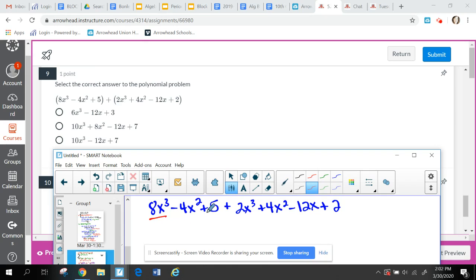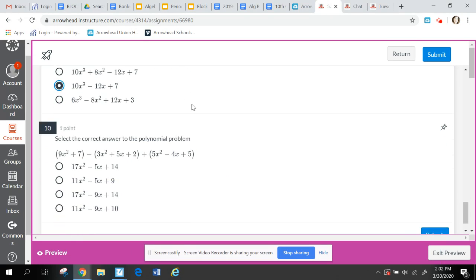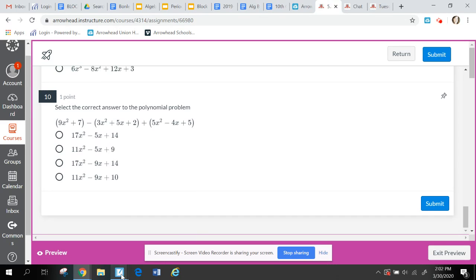And I'm going to go through and combine like terms. So 8x to the third plus 2x to the third gives me 10x to the third. Negative 4x squared plus 4x squared, those are going to cancel each other out. That equals 0. Then I have minus 12x. And then I have my constants of 5 plus 2. So you're just going to select which one that matches, which in this case would be the third option. And our last one.